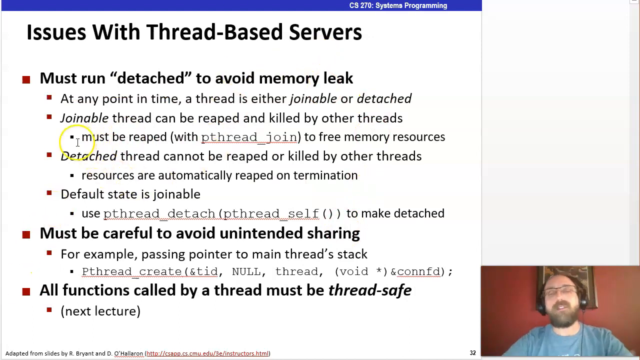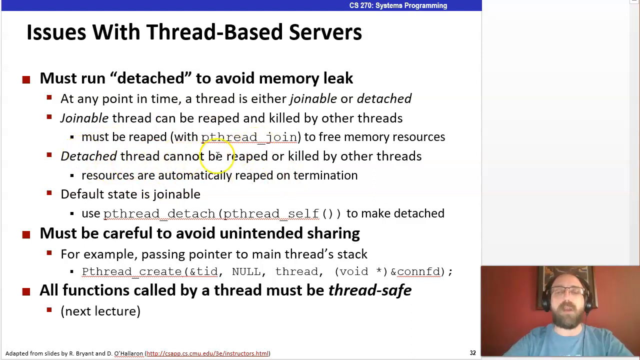All right, so in order to have a thread-based server, we need to run in detached mode. What that means, and I mentioned it when we were looking at that pthread detach call, is every thread is either joinable, meaning someone can call join on this thread to get its return value, or detached, meaning no one is going to join to us. No one can reap us. In fact, no other thread can kill us or terminate us, other than perhaps by calling exit.